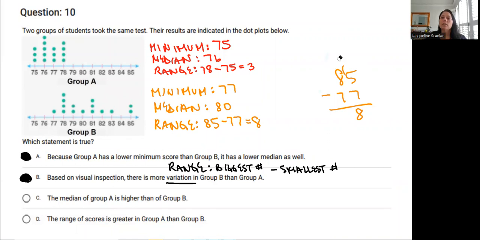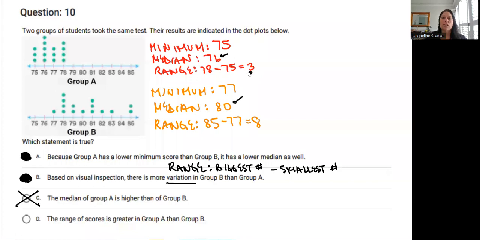Let's go to answer C. Good thing I checked it. Answer C says the median of group A is higher than the median of group B. Well, we already did the median. We had to do that for question A. The median of A is 76. The median of B is 80. 76 is not higher than 80, so C is incorrect.